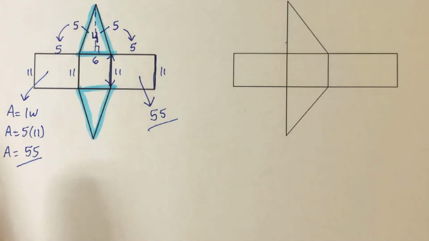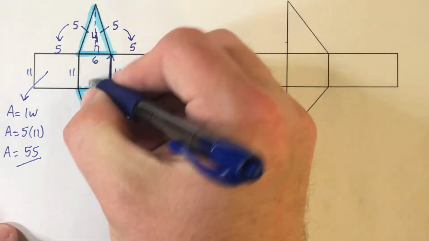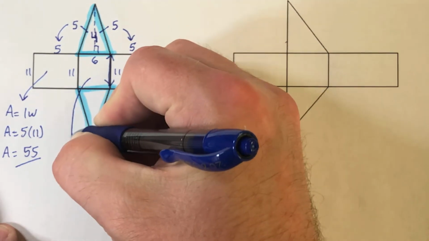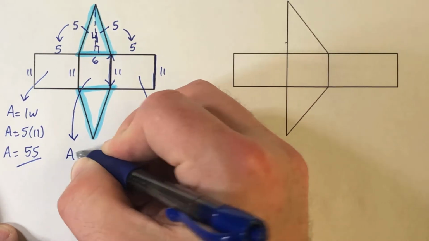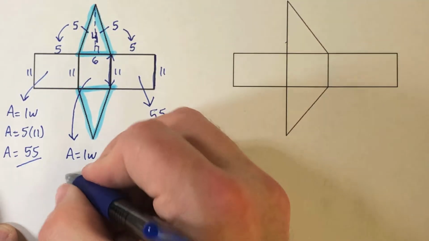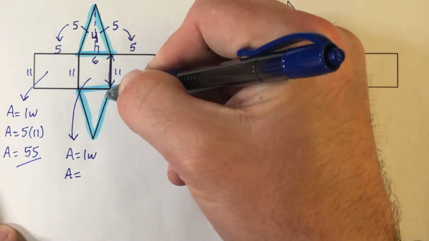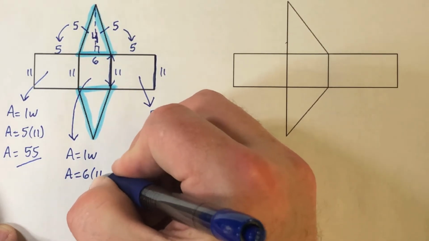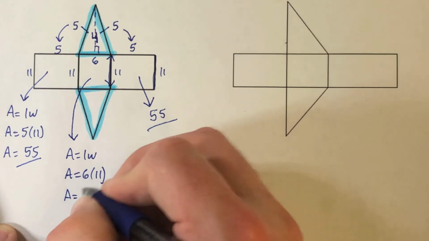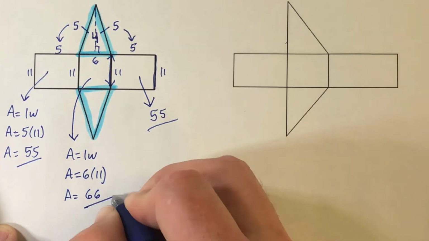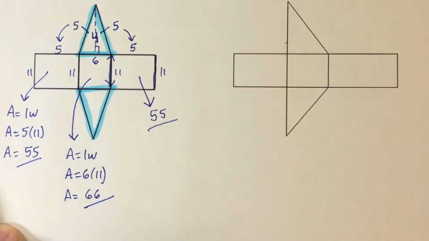Next, let's find the middle rectangle. So A equals length times width. A equals length and width are 6 and 11. So A equals 6 times 11 is 66. So I now have the 3 rectangles. I still need the 2 triangles.